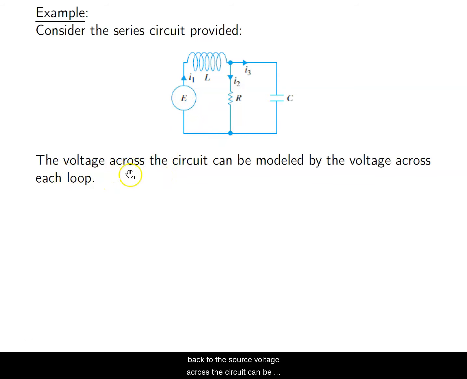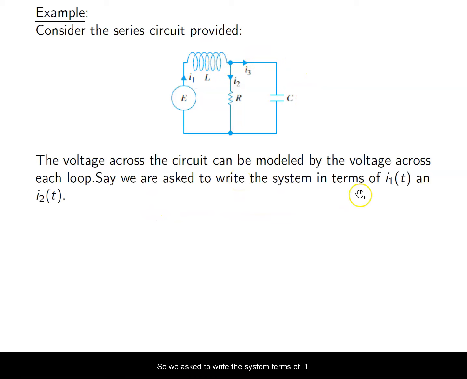So the voltage across the circuit can be modeled by the voltage across each separate loop. So around this loop and then around this loop. Okay, so inductance and resistor plus inductance and capacitor. I'm sorry, that's not what it is. So inductor and then across this as well as across this, right?